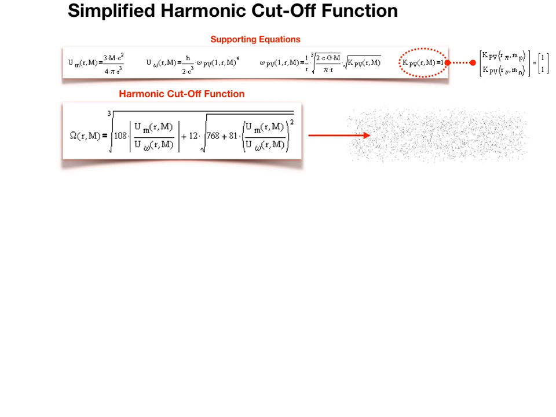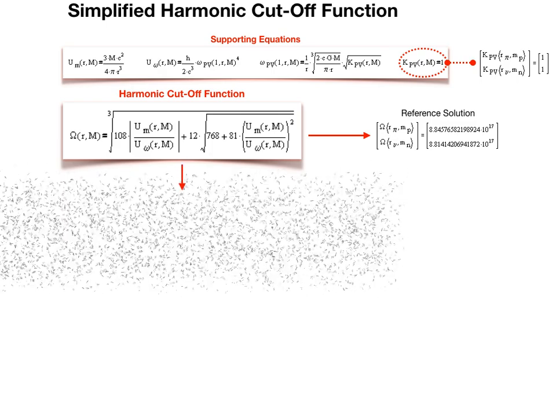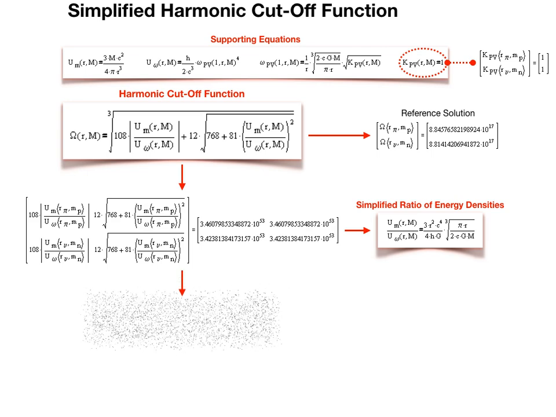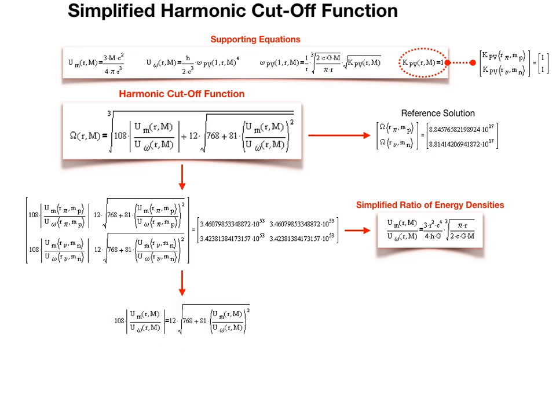Similarly, we execute an evaluation of the harmonic cutoff function to determine a reference solution. Next, we investigate the numerical contribution of key terms within the harmonic cutoff function in the same manner as previously. In doing so, we're able to establish a simplified form of the ratio of energy densities. Moreover, we're also able to determine that the key terms within the harmonic cutoff function are equal, as shown.